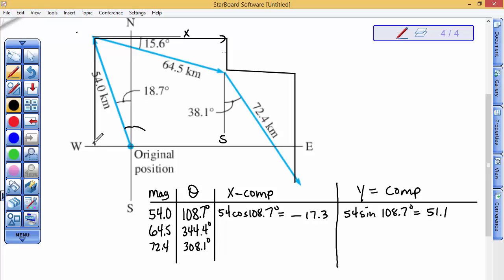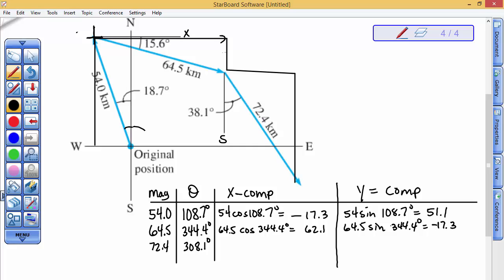Come down here, you take 64.5 times the cosine of 344.4 degrees. That's in the fourth quadrant. This one right here. If you put a plus symbol right here, that's a fourth quadrant angle. Cosine is positive in the fourth quadrant. The x component of this vector should go to the right and y should come downward. So this one's a positive 62.1, and then 64.5 times the sine of the 344.4 degrees is a negative 17.3.